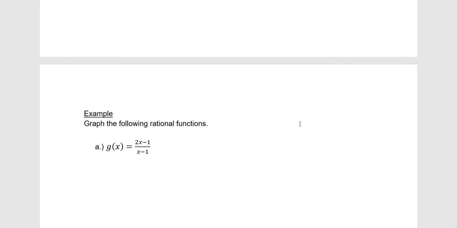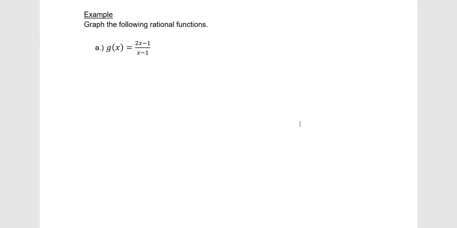Okay, so let's do a couple examples here. Let's graph the function 2x minus 1 over x minus 1. This is already simplified. We can't factor and cancel any common factors. So we can go ahead and find the y-intercept. This is going to be evaluating g of 0. We plug in a 0 everywhere there's an x, so it's 2 times 0 minus 1 over 0 minus 1. This gives us negative 1 over negative 1, which is positive 1. So there's a y-intercept at the coordinate 0, 1.